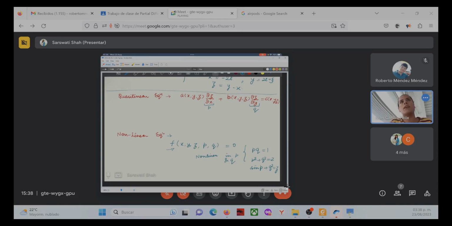Then that characteristic curve has to satisfy the equations that actually tell you that it's tangent to the vector field a, b, c. Exactly. And what technique do we use?